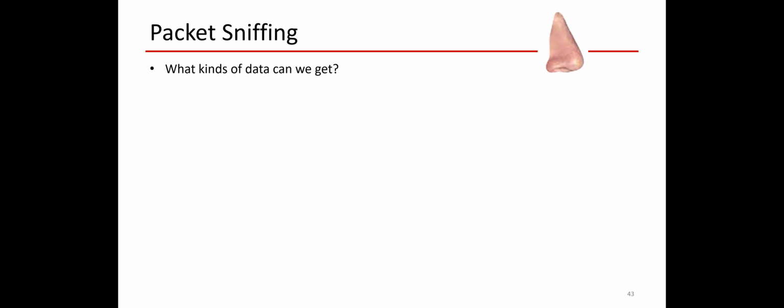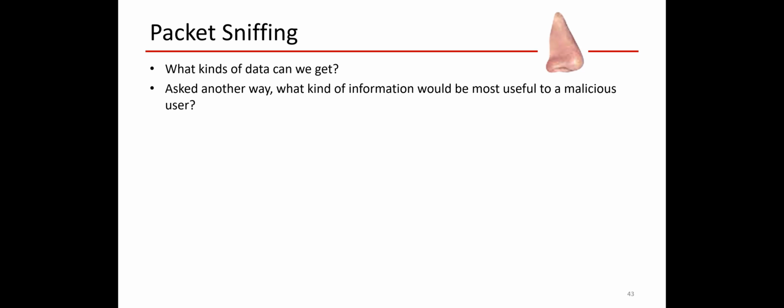So what kind of data can you get if we can sniff? What kind of information is useful to malicious users? Your bank account, your money, and your report, right? So the answer is anything sent in plain text. If your message is not encrypted, then they can attack your plain text based on the plain text.